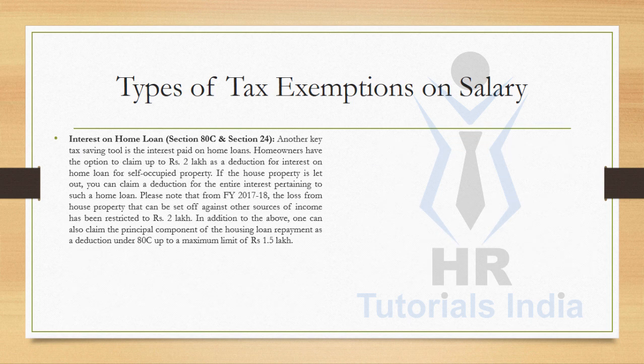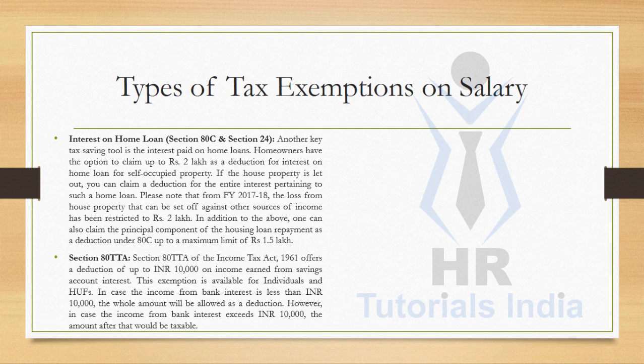Interest on home loan, Section 80C and Section 24. Under Section 24, interest on home loan is one of the tax exemptions on salaries which can be deducted as an interest paid on home loan for the self-occupied property. And the limit of home loan interest is 2 lakhs per annum. But if the house property is let out, then you can claim a deduction for the entire interest pertaining to such a home loan. And in addition to the above, one can also claim the principal amount of housing loan repayment as a deduction under 80C up to a maximum limit of Rs 1,50,000.